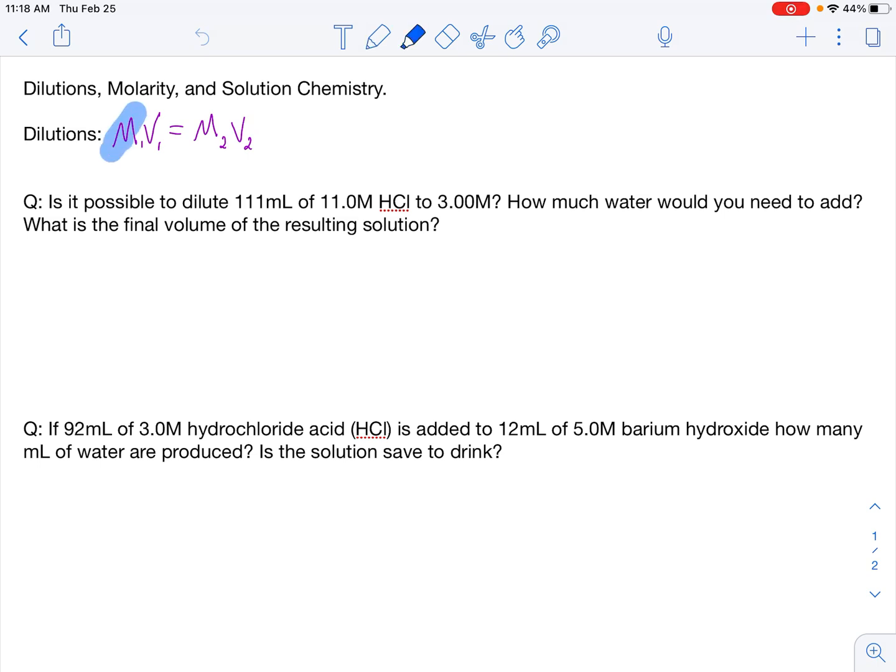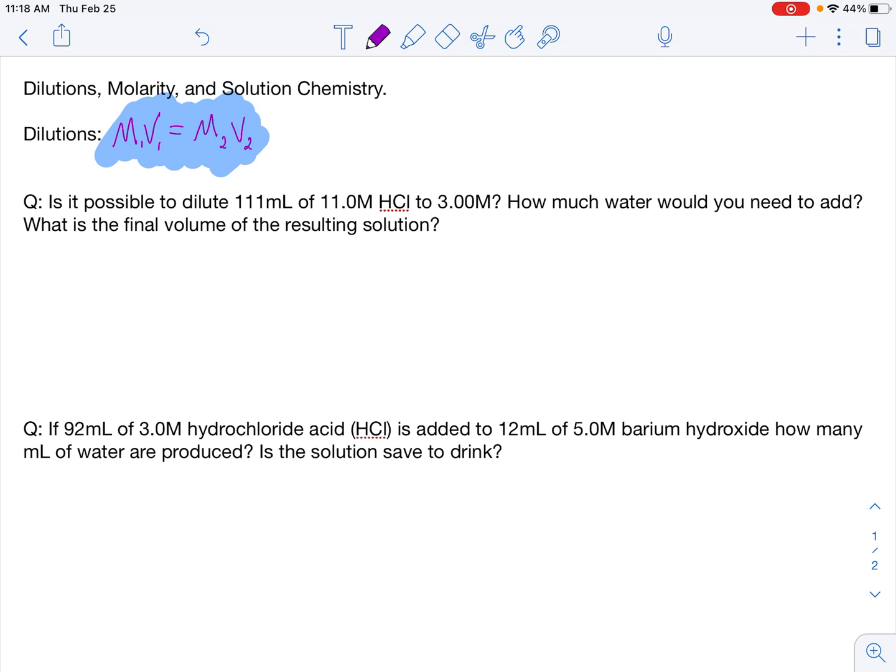There's a formula in your packet, M1V1 equals M2V2. The capital M's are molarity, the capital V's are volume. So that formula looks pretty simple to use. Let's put it in application. Is it possible to dilute 111 milliliters of 11 molar HCl to 3 molar? How much water do you need to add? What is the final volume of the resulting solution?